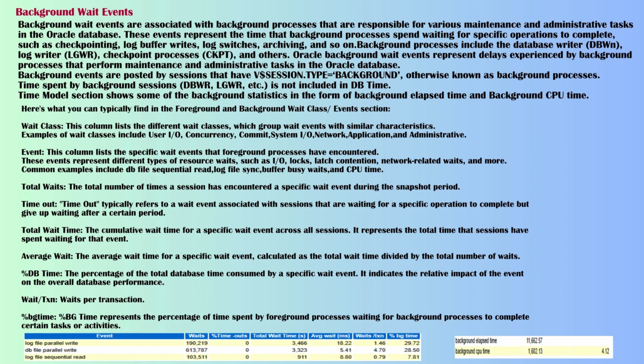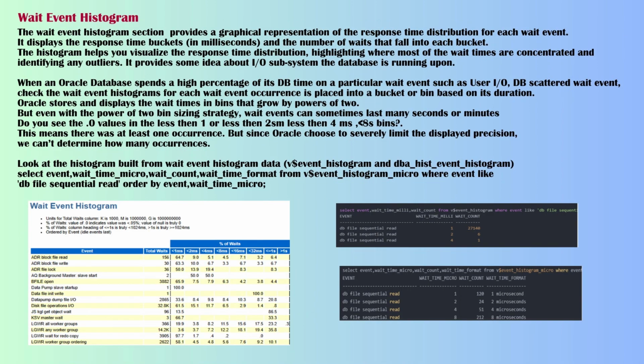Wait event histogram. The wait event histogram section provides a graphical representation of the response time distribution for each wait event. It displays the response time buckets in milliseconds and the number of waits that fall into each bucket. The histogram helps you visualize the response time distribution, highlighting where most of the wait times are concentrated and identifying any outliers. It provides some idea about the I/O subsystem the database is running upon.